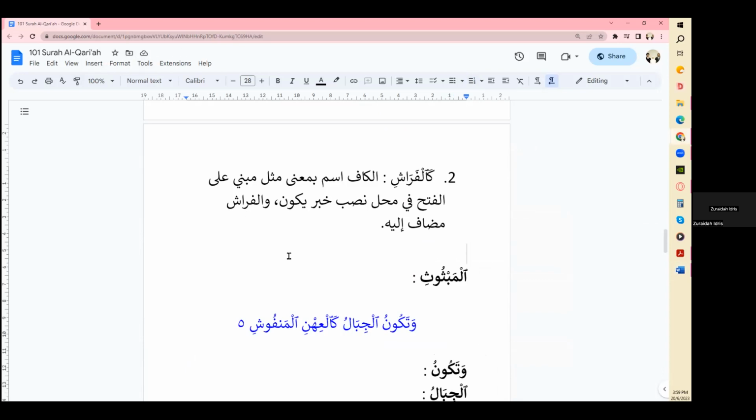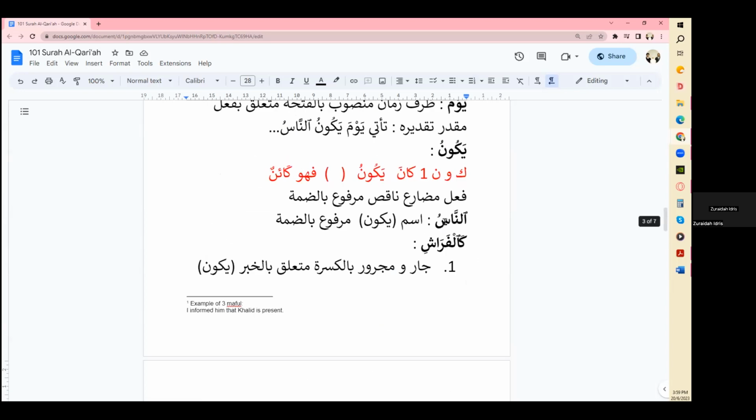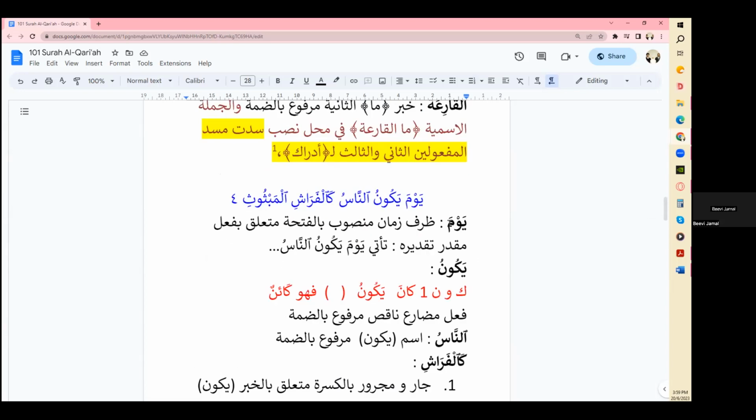So this is where the mudaf ilayh comes in, because kaf is taken as an isim. So this becomes a mudaf and then mudaf ilayh. You mean the whole thing, kal farash, is taken as an isim, or kaf alone? If kaf is isim, then this would be an idafa. This is basically an idafa. But for this, it has nothing to do with yawma, right? I don't think it has anything to do with yawma. It doesn't need a mudaf ilayh, right? So isn't it yakunu nasu, the whole thing, the mudaf ilayh? I would say so, yes.